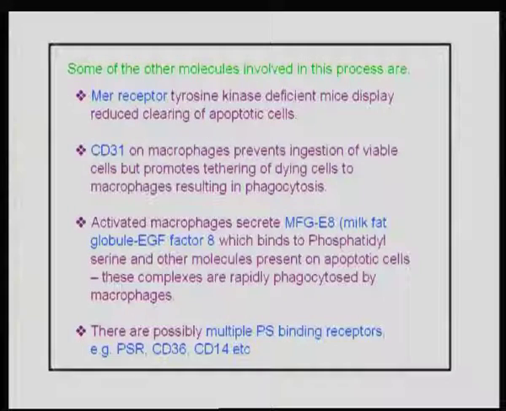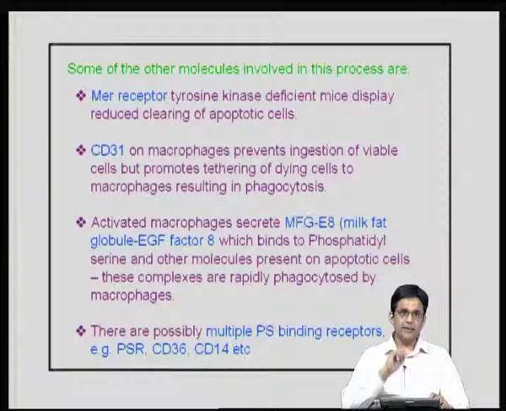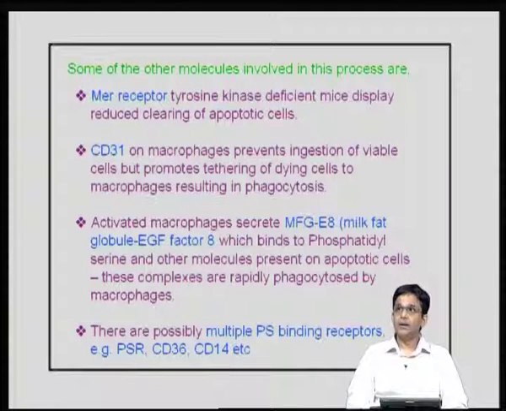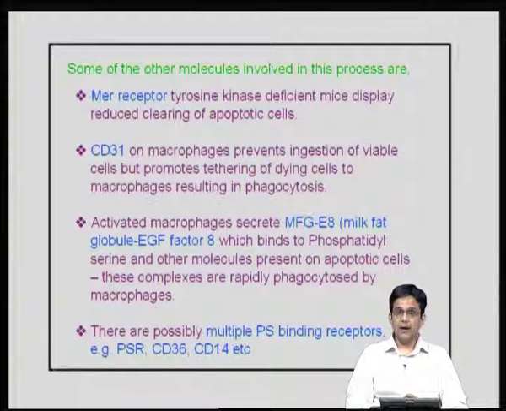Okay. Now, moving on to the other molecules that are important in the clearance of this, you have the MER receptor. MER is a tyrosine kinase, and this is important in the clearance of apoptotic cells. You have different molecules that are involved over here. I am sort of running through them. You have CD31 on macrophages, which results in increased phagocytosis. I had mentioned the milk fat globulin EGF factor 8, which binds to phosphatidylserine, and these complexes are phagocytized by macrophages.